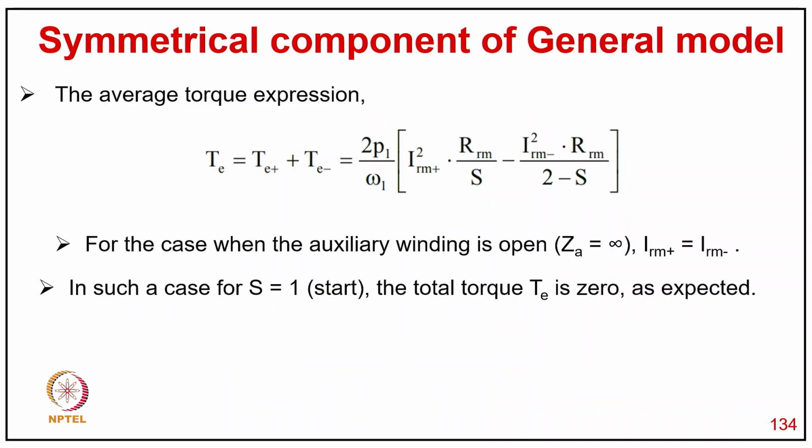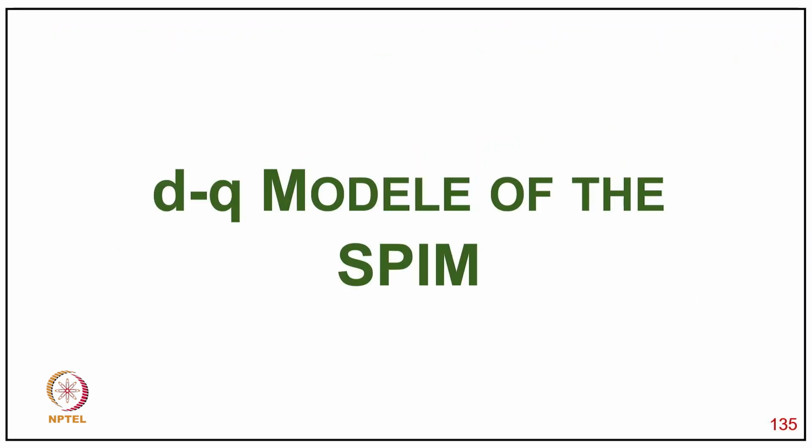So you can say the average torque will be equal to T plus minus T minus, that is 2P1 upon omega 1 in brackets, IRM plus square RRM by S minus IRM minus square RRM divided by 2 minus S. For the case when the auxiliary winding is open, Z equals infinity, IRM plus equals IRM minus. In such a case, S equals 1, the starting torque is 0, as expected.